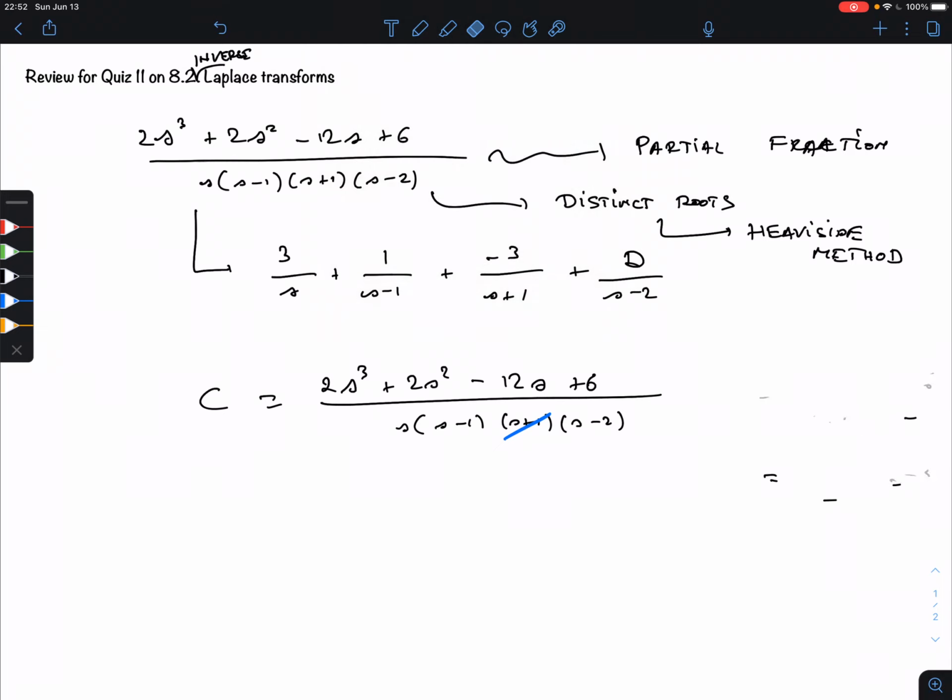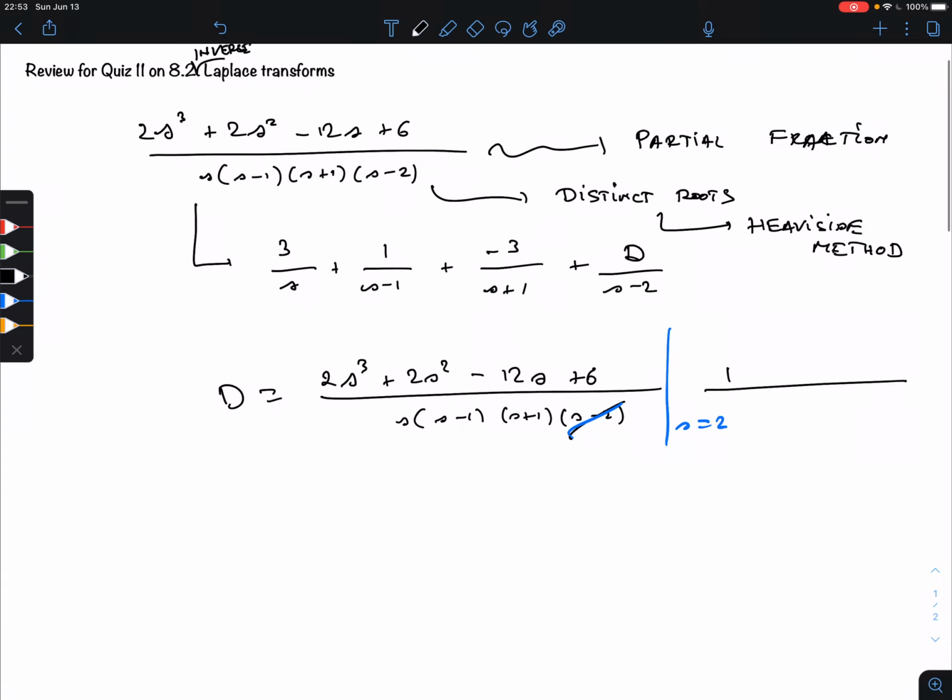And finally, find D. So this time s minus 2 is cancelled, and I plug in s equals 2. On top I will get 8 times 2, that's 16, plus 4 times 2, that's 8, minus 24, plus 6. In the bottom I get 2 times 1 times 3. So the top is 24 minus 24 plus 6, so that's 6, and in the bottom I get 2 times 3, that's also 6, so actually I get 1. Okay, so that's the last one.